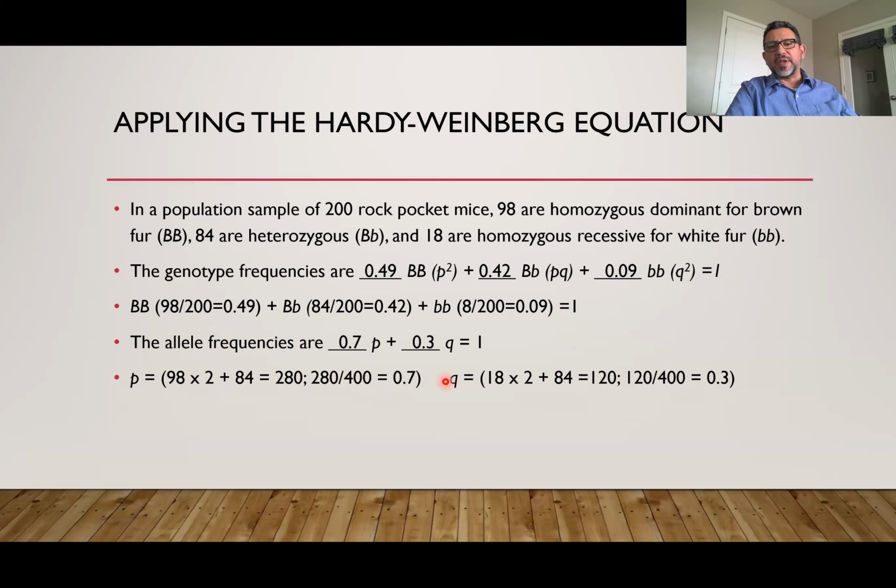And that's the number we use over here. And here's how you calculate the frequency for allele q, the white allele. We have 18 homozygous recessive, those that have 2 white alleles. So 18 times 2, plus the 84 white alleles we have in the heterozygotes. That's going to give you a total of 120, divided by 400, and you end up with 0.3. And that's the value for the white allele. 0.7 plus 0.3 equals 1.